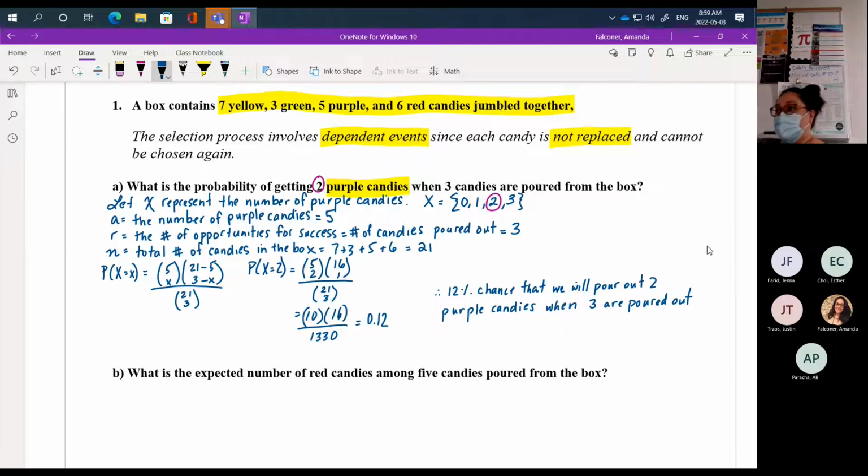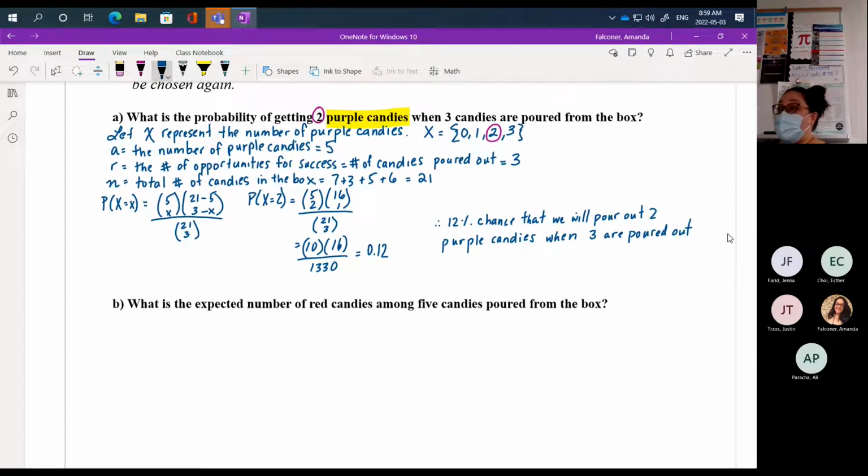Okay. So the next piece is what's the expected number of red candies among 5 candies poured from the box. So in part A, we were interested in the number of purple candies, and now it's switching to red candies. So that means that random variable x has to change, even though it's asking for expected number. Since it's the expected number of red candies, I have to rewrite random variable x is now representing the number of red candies.